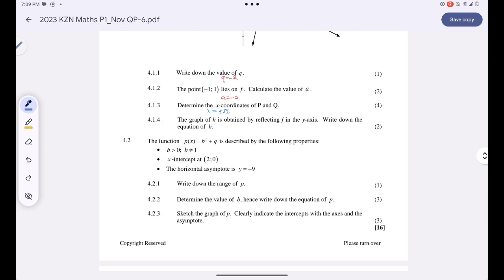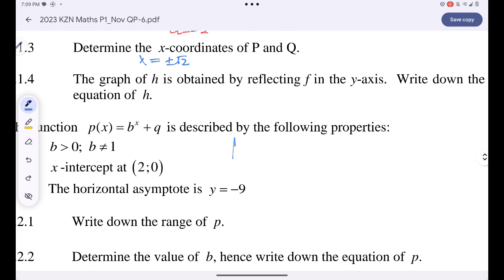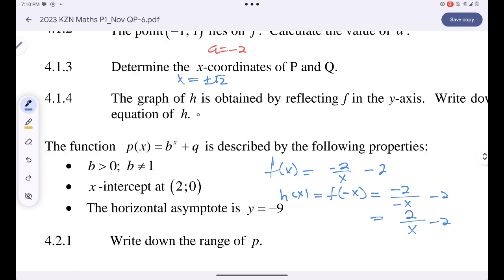So remember that f of x is equal to negative 2 over x minus 2. So for me to get to h of x, I just need to change the sign of x on the graph of f. So this will give me negative 2 all over negative x minus 2. I'll simply have 2 over x plus 2. So the graph of h of x is 2 over x plus 2.